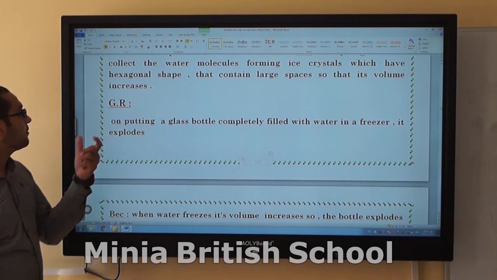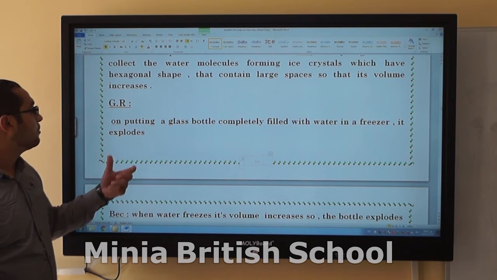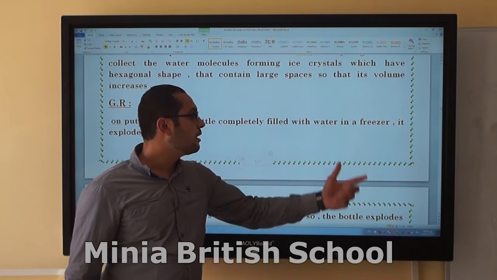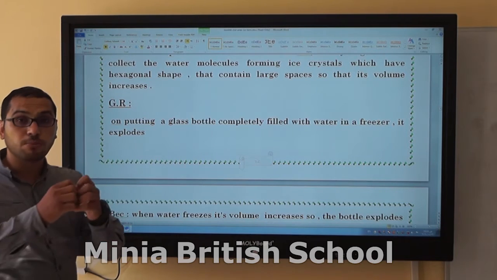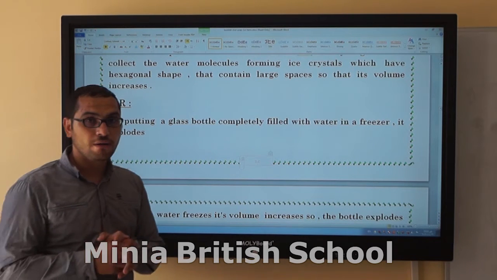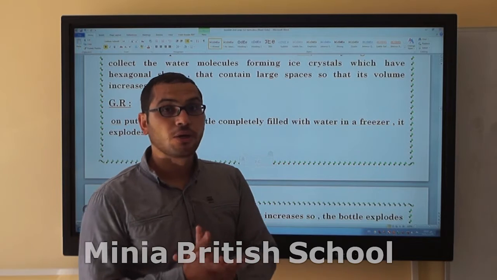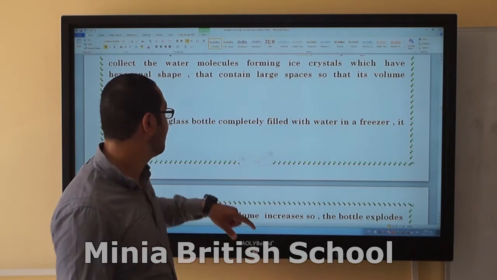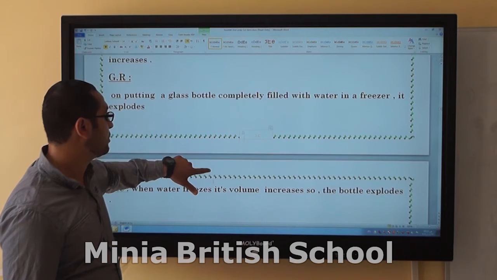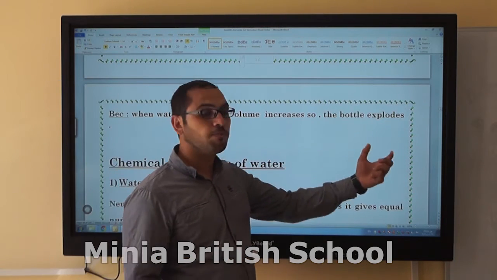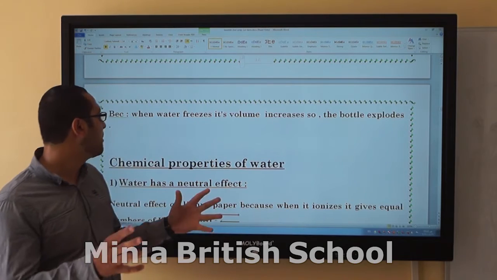We have a reason here. If you put a glass bottle completely filled with water in a freezer, it explodes. Why? Because when water freezes, its volume increases, so the bottle explodes or breaks.